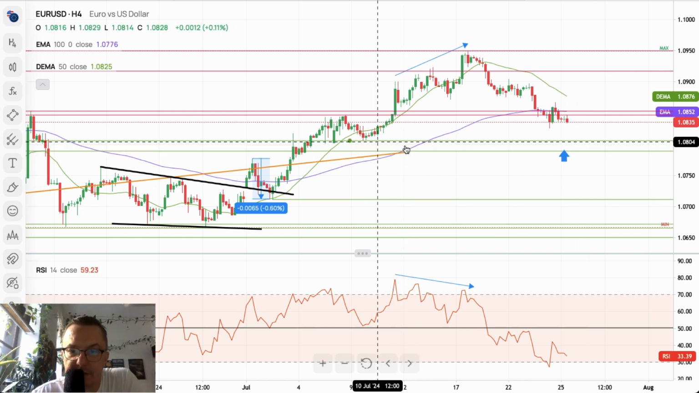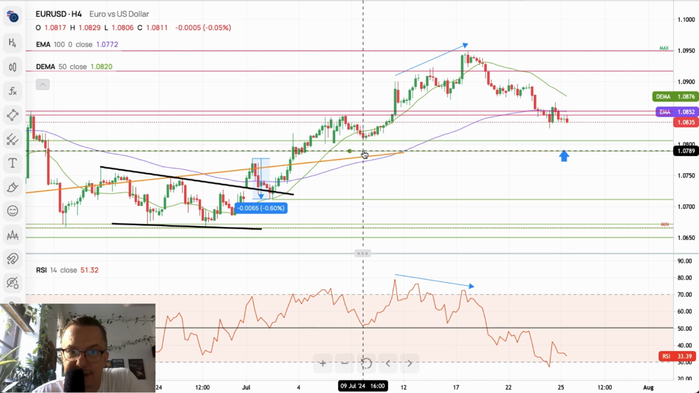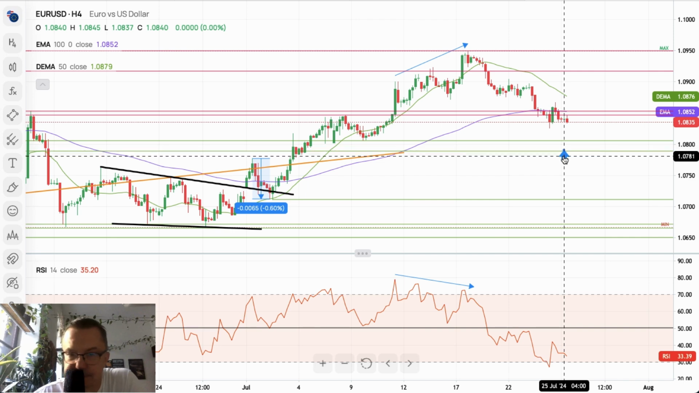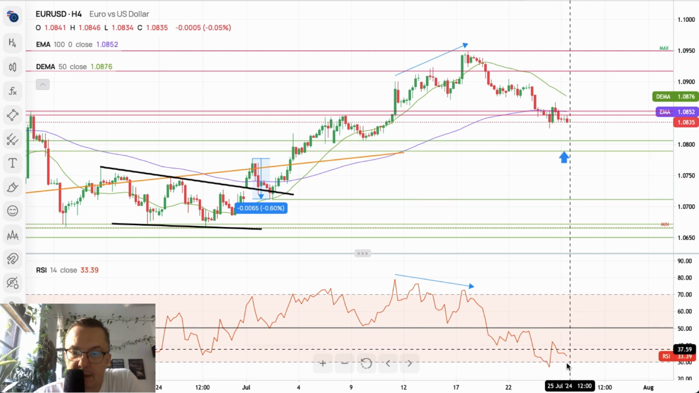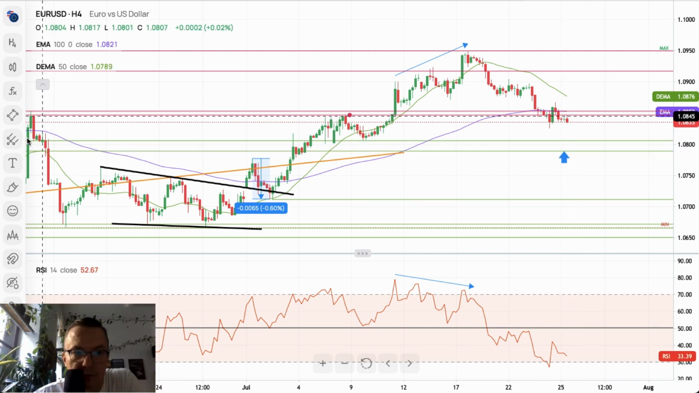The next target for the bears is located at 1.0806 and then 1.0789. So this is the next target for bears, and it looks like the market might be willing to test it, especially because there is room here on the RSI.